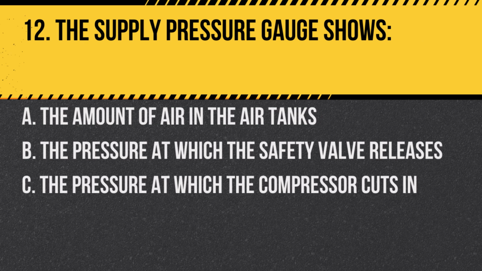Question 12. The supply pressure gauge shows: A. The amount of air in the air tanks. B. The pressure at which the safety valve releases. C. The pressure at which the compressor cuts in. Answer: A. The amount of air in the air tanks. It indicates the air pressure available for braking.